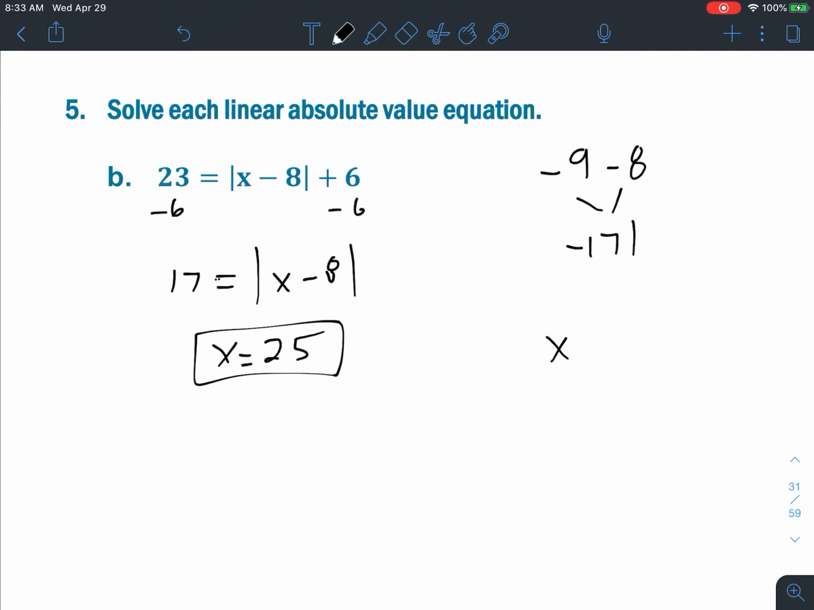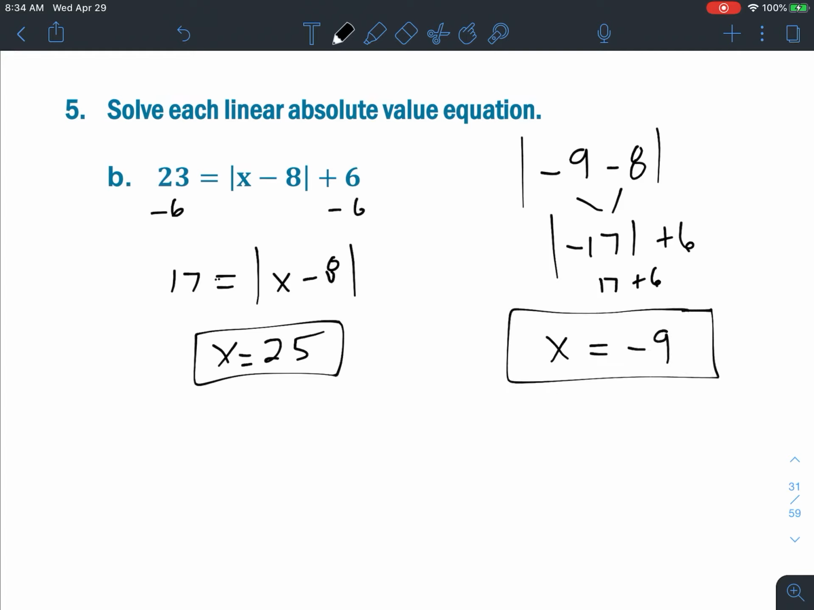And because it's in the absolute value, and we add a 6 there, this gives us 17 plus 6, our answer that we're looking for, which would be technically 23, not 25, I'm sorry. So our second answer could be x is negative 9. So either one of these, you'd have to have both, are correct.